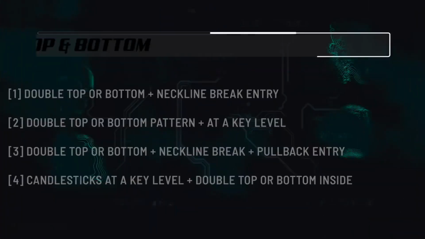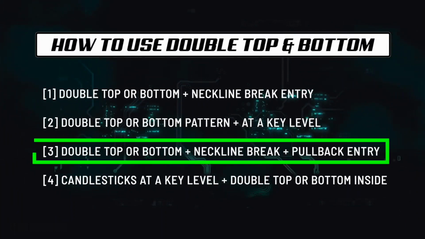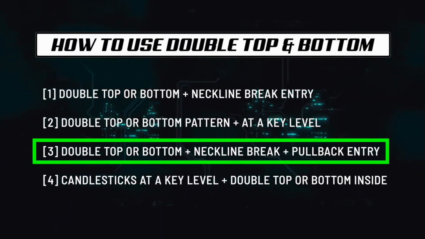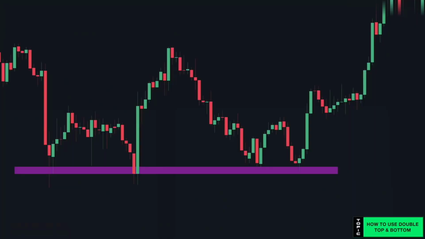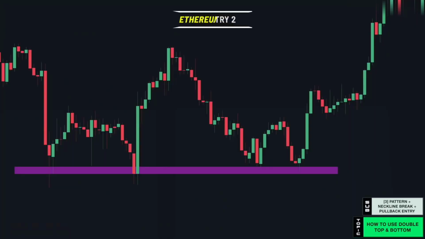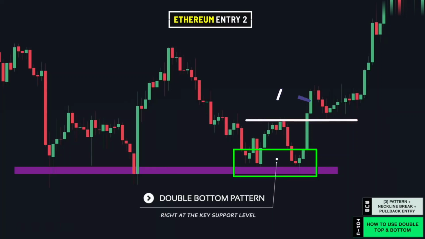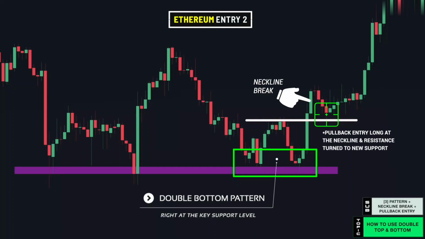So moving on to the third variation. A double top or double bottom pattern, but instead of taking the breakout entry, waiting for a pullback entry. So back to the Ethereum example we just covered. You had your double bottom pattern, neckline break, but instead of taking the breakout entry, there was a second long entry on the pullback to the new support level.